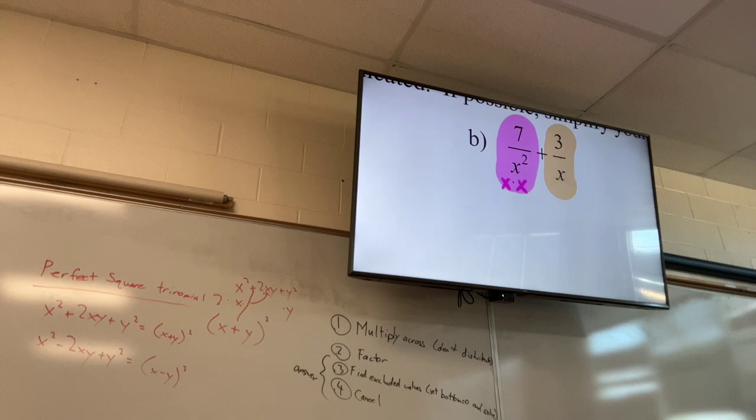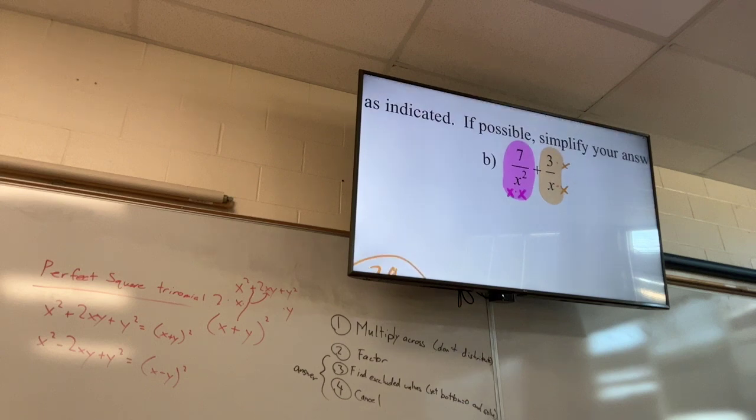The orange is missing what though? Right, we need another x over here. So we have to multiply the top and bottom of the orange by x. So we get 7 over x squared plus 3x over x squared.